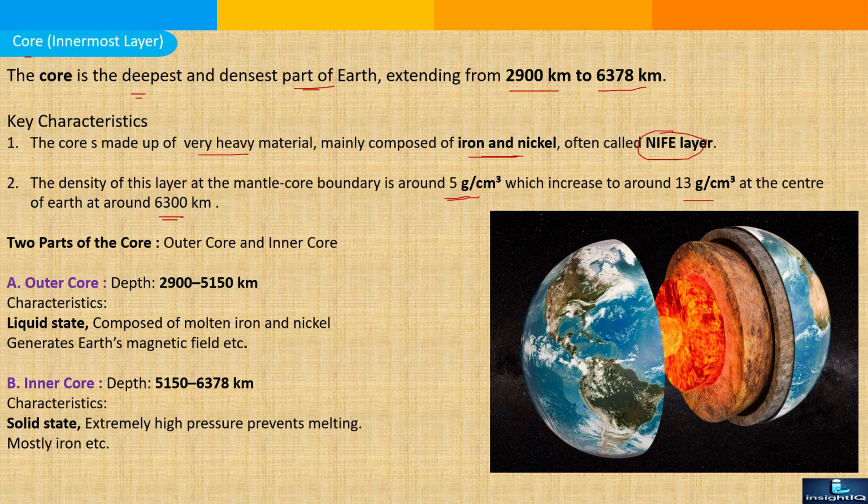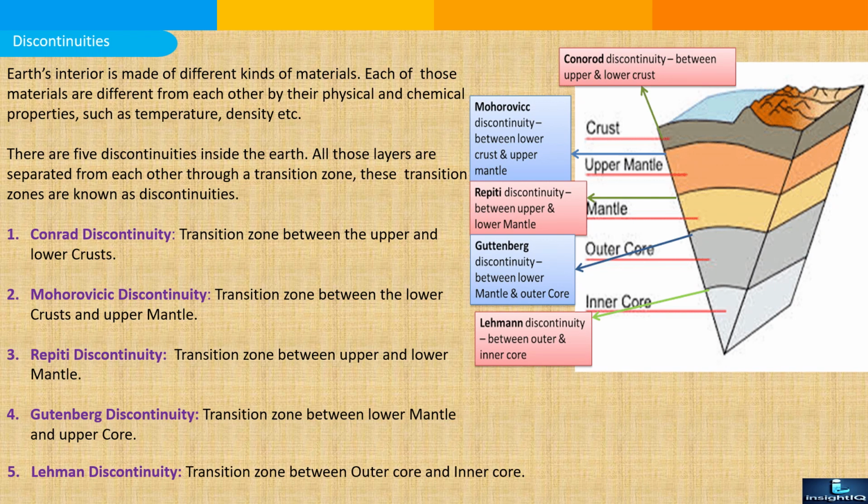So it is generally divided into two parts, the outer core and inner core. Outer core is at a depth of 2900 to 5150 km. What are the characteristics? Outer core is in liquid state, composed of molten iron and nickel, and generates earth's magnetic field. Inner core depth is 5150 to 6378 km. It is in solid state, with extremely high pressure preventing melting, mostly iron. This is the core. Now let's discuss the discontinuities inside of the Earth.